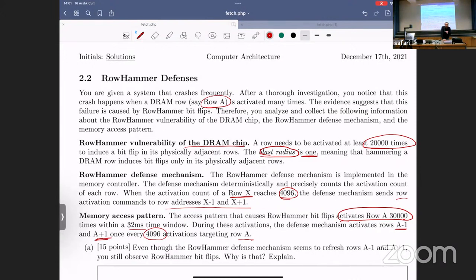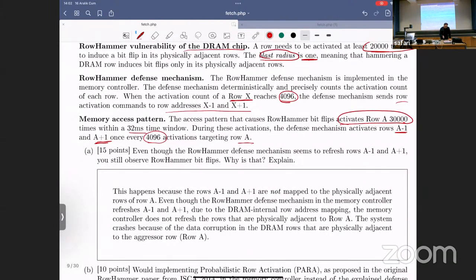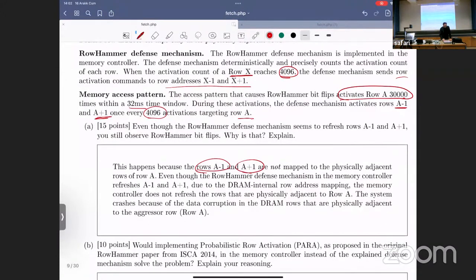I think the terminology is a little bit different over there. Since the system doesn't have a virtual memory address space, when you say virtual to physical, it's some translation at the operating system level, right? Here it's a mapping that happens in DRAM, the DRAM row address mapping. So the reason is you send an activation command to A minus one and A plus one, but those are logical addresses, and they might be mapped to some different rows in the physical layout. So you're not actually refreshing the victims, as you said, and therefore you observe bit flips.